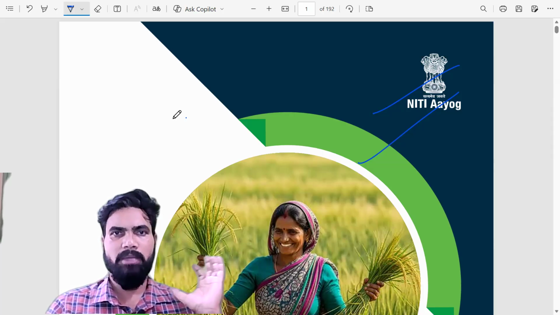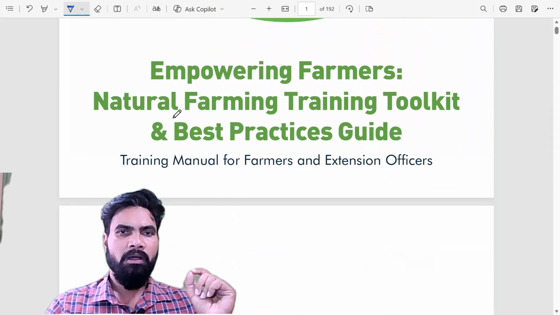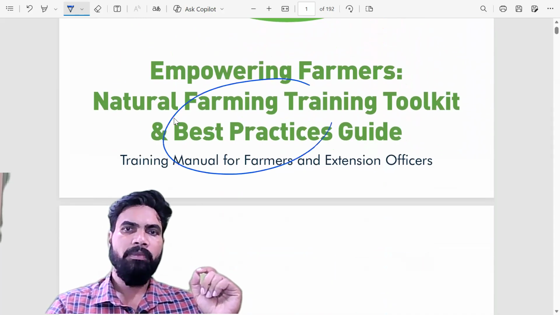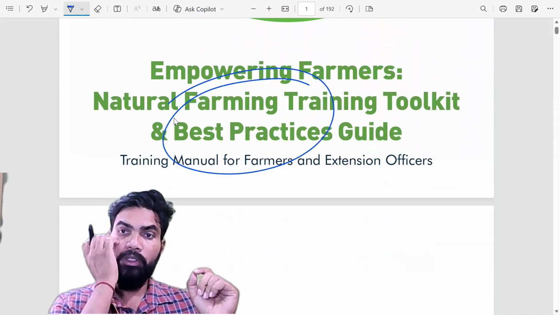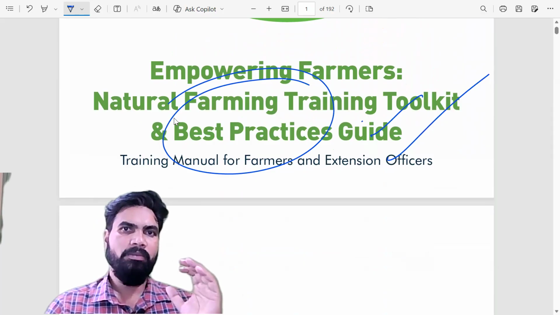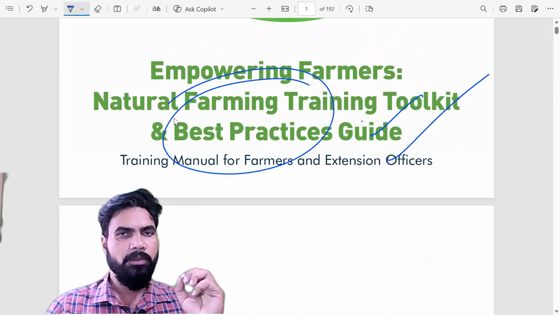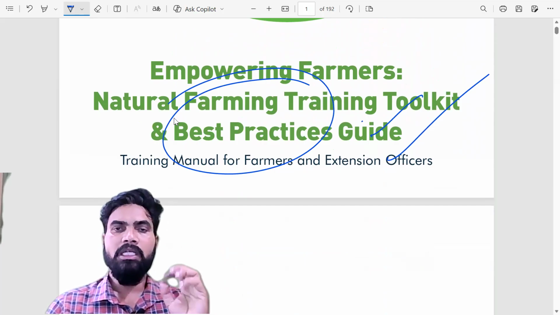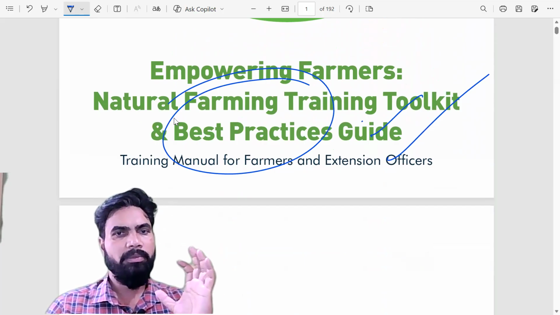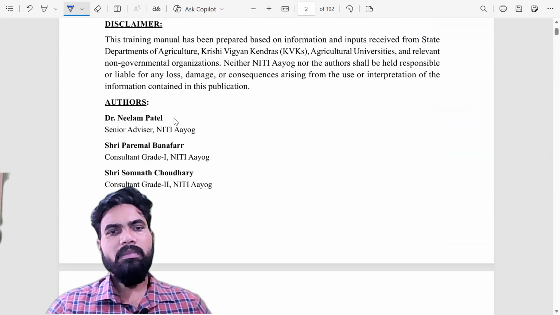So the first document I have taken is about natural farming: Empowering the Farmers, Natural Farming Toolkit and Best Practices. Once again, let me promise you that I'll be focusing on the areas which are useful to you from the point of view of the examination. Strictly, this will be our guiding principle. Right, we will move forward.